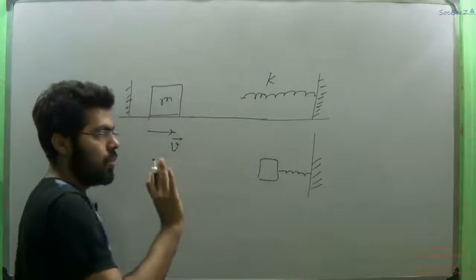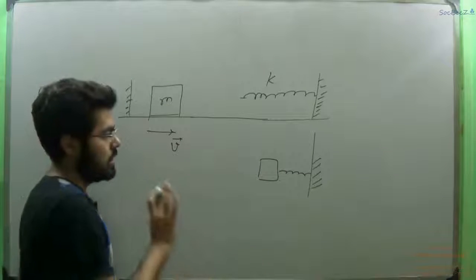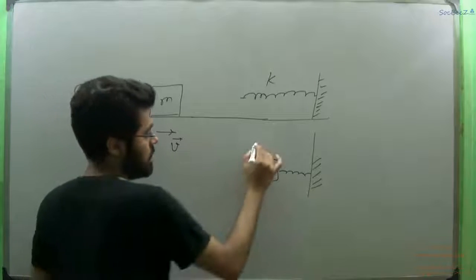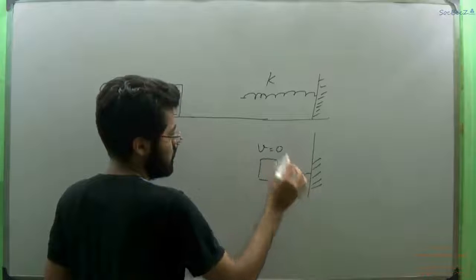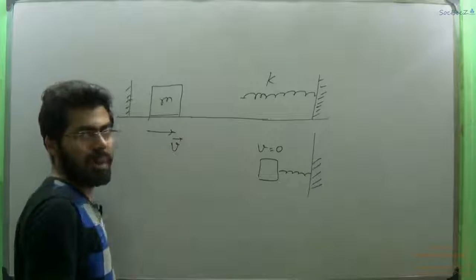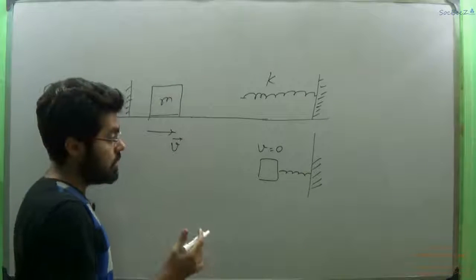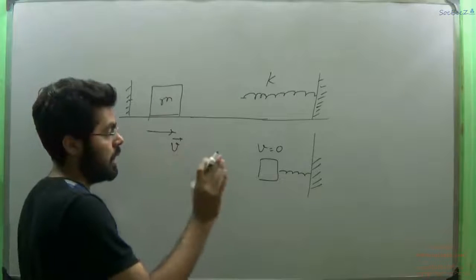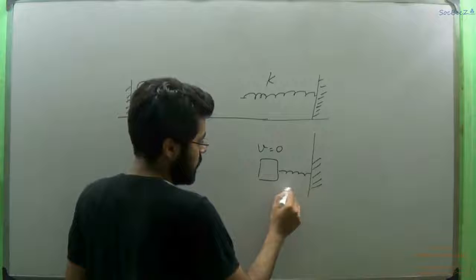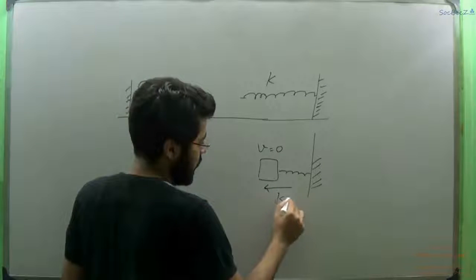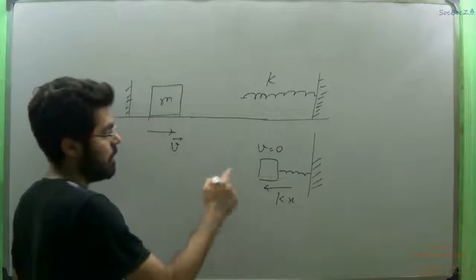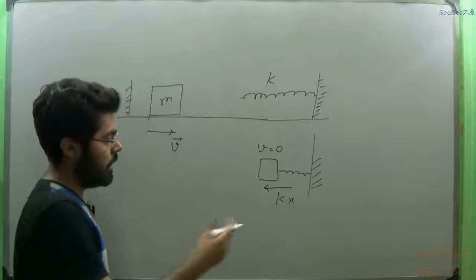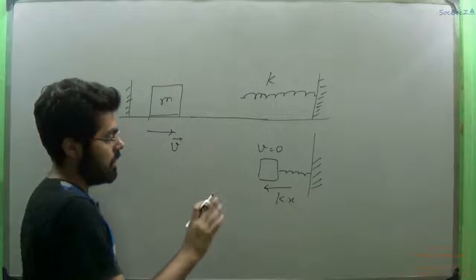Now, up to what distance will this move? It will push until the point its speed goes to 0. And why will its speed go to 0? Because as soon as it keeps on pushing, the spring will oppose it by a restoring force kx. This x will depend on the change in natural length. It will vary, so it will vary up to a point.